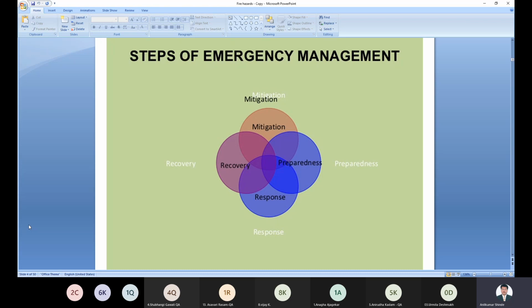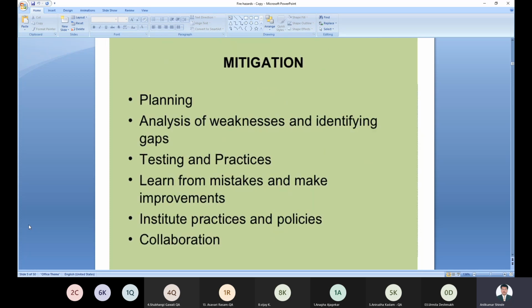The recovery is also very important, because after a fire, whatever is remaining, we have to record it well. Whatever remains after the fire is called recovery. So these are the different steps involved. Mitigation requires planning, and to overcome the problem of fire, analysis of the weaknesses and identification of the gaps.